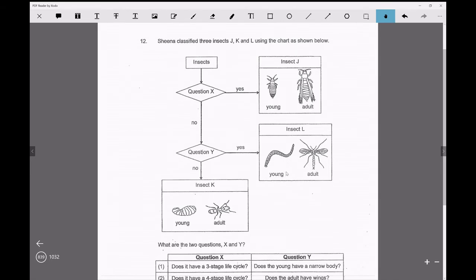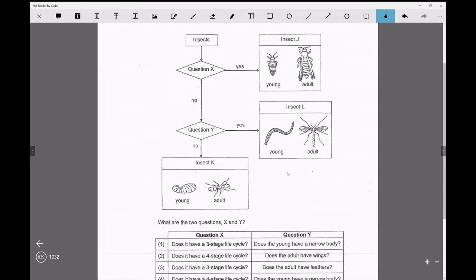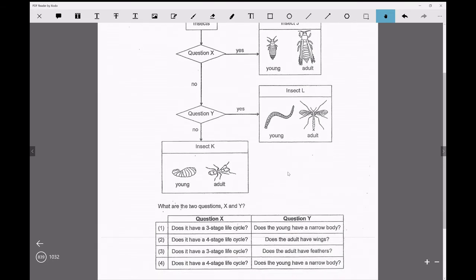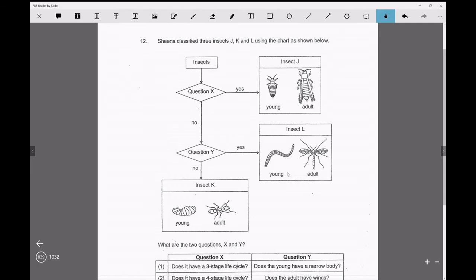Okay, it's a yes for question X. So let's check. Now, how do you differentiate? Although you don't know the organism, if the young looks like the adult, then it's a 3-stage life cycle. You usually call them nymphs. For the mosquito, you realize that the young, which is the larva stage, doesn't look like the adult, right? So it's a 4-stage.